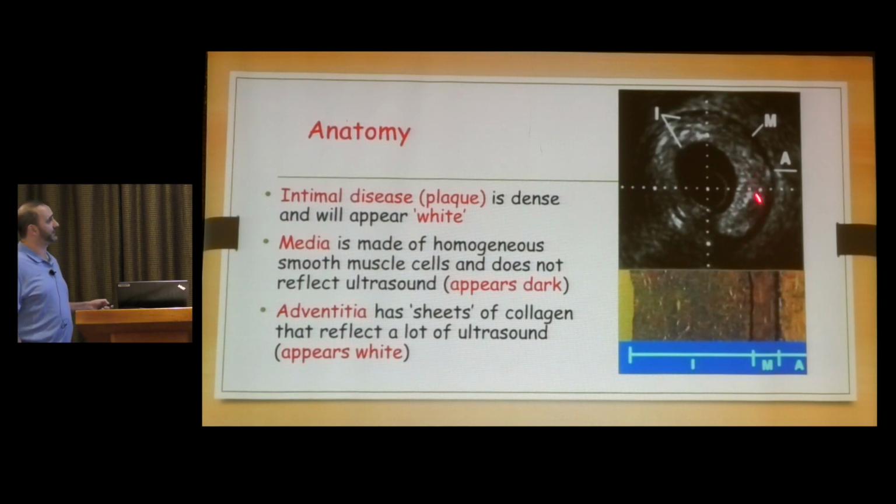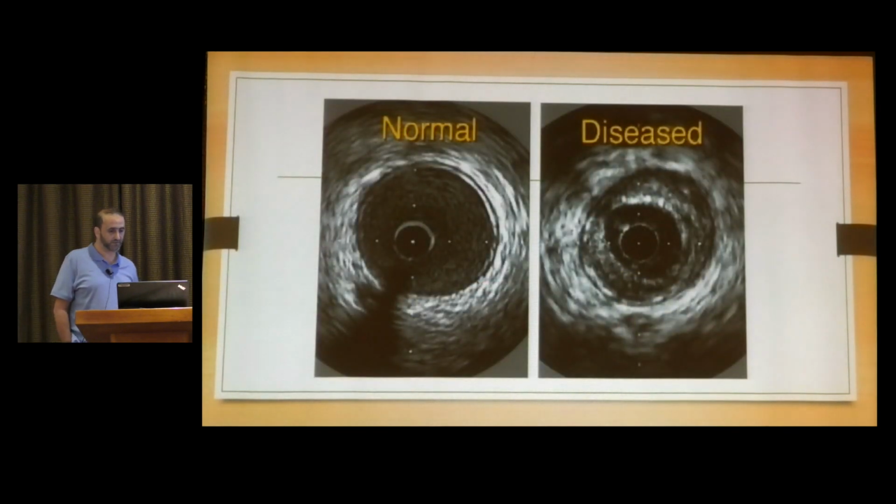Anatomy. This is a picture of the blood vessel. This is the lumen of the blood vessel. This is the intima. And this is definitely a very abnormal intima because it's very, very bright and very thickened. Usually it's a thin paper intima. The black we see here is the media, which is made of smooth muscles, which is dark and does not reflect ultrasound. And then we have the adventitia, which is outside of the wall here, and we call that the EEM.